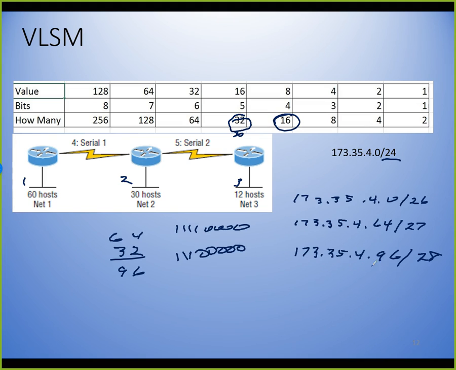The next one would be 16. We would add 16 to the 96. 9 was 10, 11, right? 112. So the next network address would be 112 when we do that. And so we can keep going, adding these, with an unequal number of addresses on each of the networks.